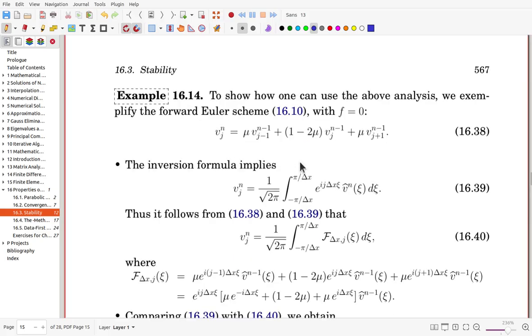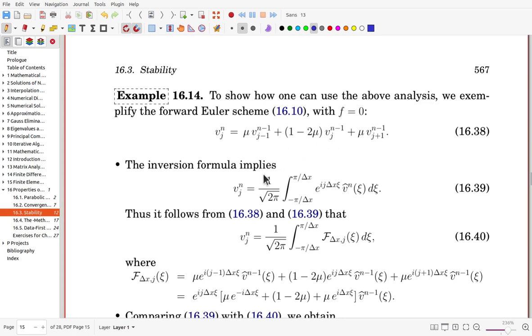Okay, now let's see this example. For the Forward-Euler scheme, let's try to show that it is stable and which condition is satisfied. The Euler scheme is given when the right side is 0 and given in this way.